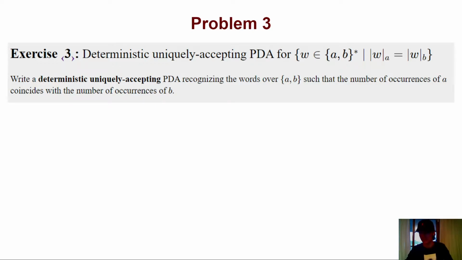So before starting to build this PDA, we are going to see some words that belong to this language and some that do not, so that we fully understand this language. Our language consists of the words over the alphabet A and B. We have the two terminal symbols A and B, and we must have the same amount of A's and B's. So if we have 3 A's, we must have 3 B's.